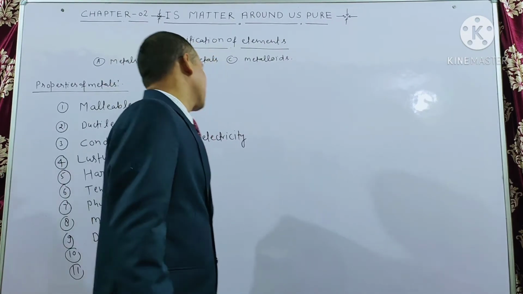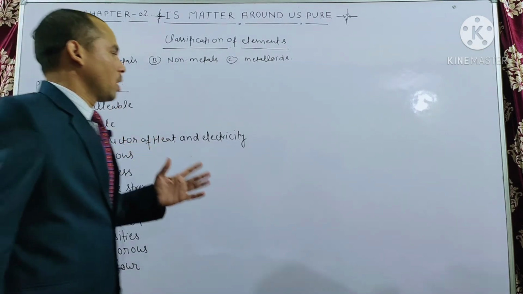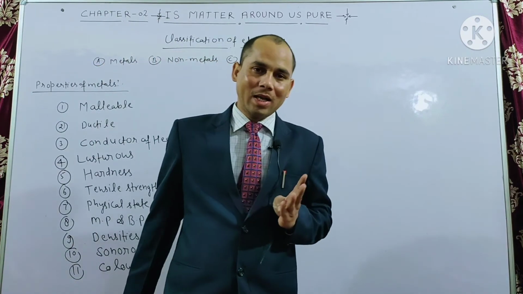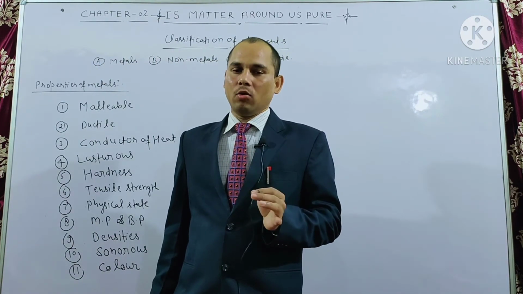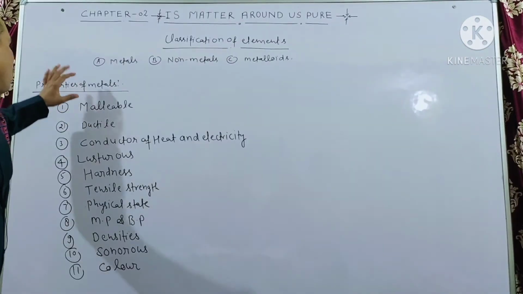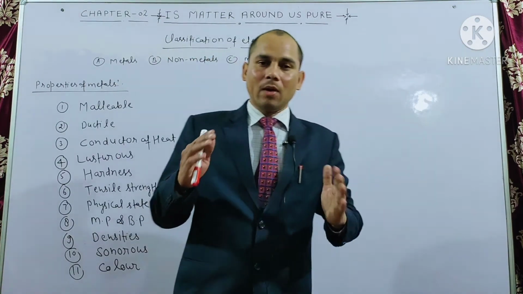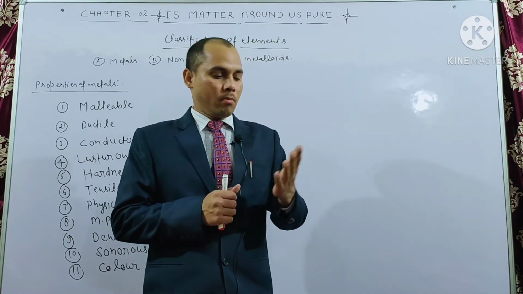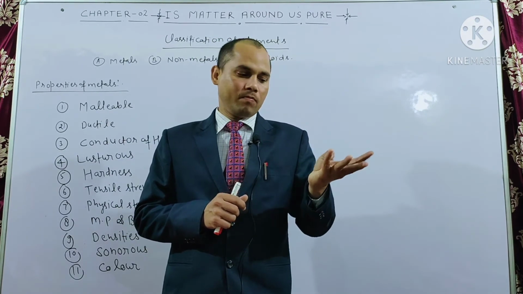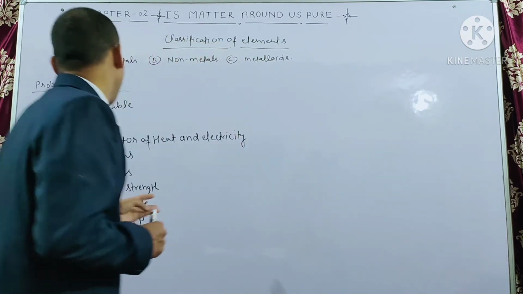Now, there is a classification of elements. Elements are further classified in 3 parts: the metals, non-metals, and metalloids. The first one is metals, right? What are the metals? A substance which has the following properties. The main properties are malleable, ductile, sonorous.